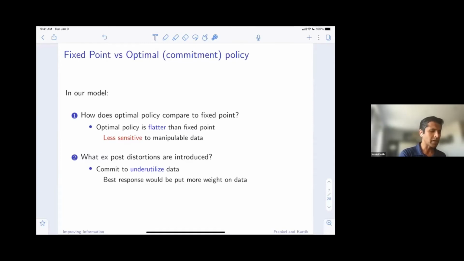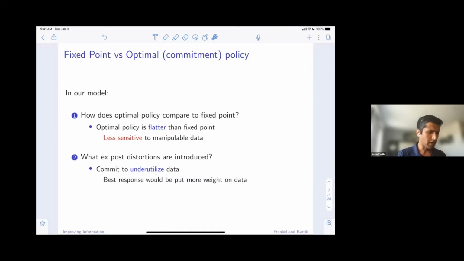And in terms of what kinds of ex post distortions are induced, we're going to find that the optimal policy is going to commit itself to underutilizing data in a certain sense, right? Not using the data as much as one would want to if one were choosing the policy optimally in response to the data, okay, ex post. Or to say this another way, the best response of the designer, if he was not accounting for the fact that changing the allocation rule will change the data, would be to actually use the data more, would be to put more weight on the data.